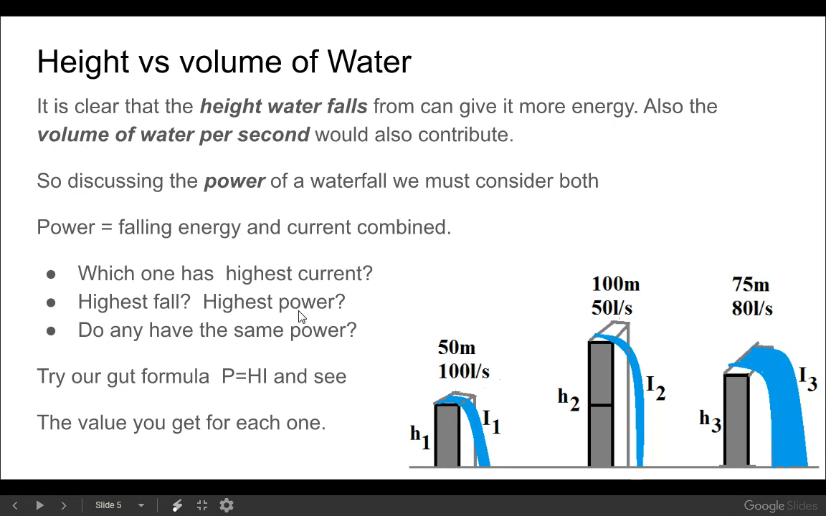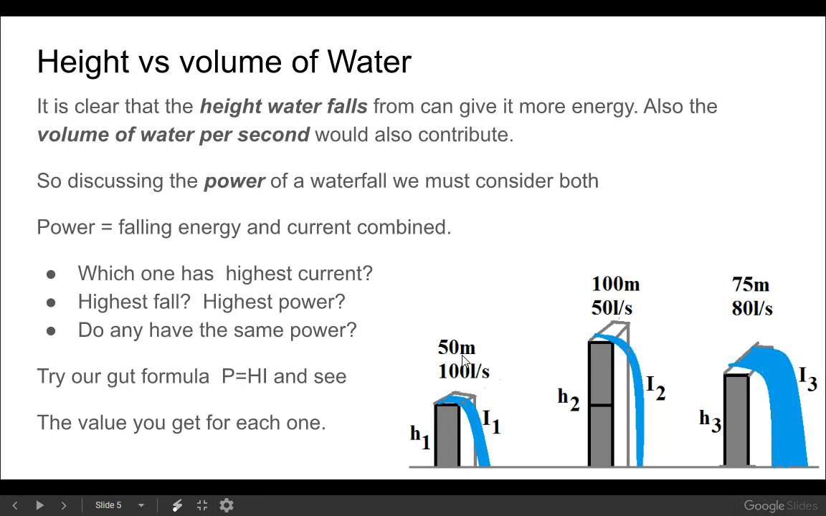Which one has the highest fall? Well, here, there's no cognitive dissonance. 50 meters, 100 meters, 75, the pictures match. Now, which one would be the most powerful? Well, this one's the shortest, but with the highest flow rate. This one's the tallest, but it has the lowest flow rate. And this one is just right. It's like the Bears. Now, do any of these really have the same power?